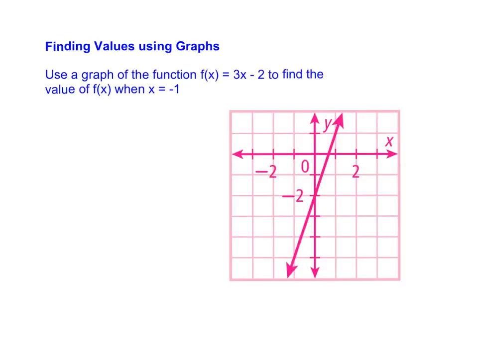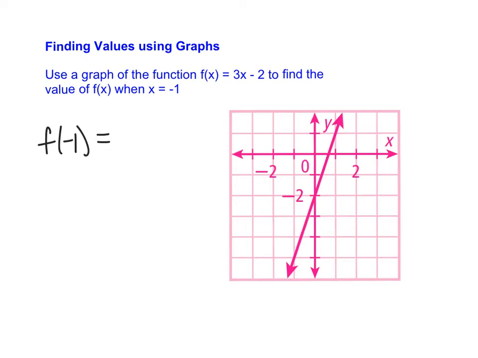All right, so we're going to find values from a graph. If you're given the graph, you can find function values for specific inputs or x values, depending on what they're asking. So here we have a graph, f of x equals 3x minus 2. So here's our function right here. We're going to use the graph to find the value of f of x when x equals -1. So what they're asking us to find is f of -1.